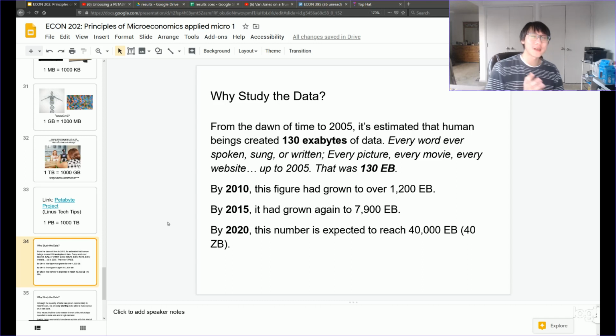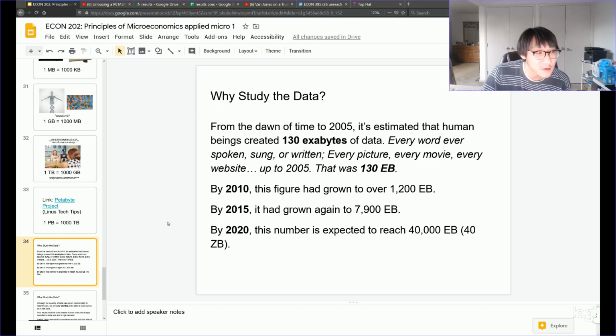Now, like I said, from the dawn of time to 2005, it's estimated that humans created something like 130 exabytes of data. That's everything. That's every word ever spoken, sung, or written. That's every picture ever taken, every movie ever made, every website, every instant message ever sent, up to the year 2005: 130 exabytes. Now, by 2010, this figure had ballooned to 1,200 exabytes. So it increased by basically a factor of 10. By 2015, it had grown again to almost 8,000 exabytes.